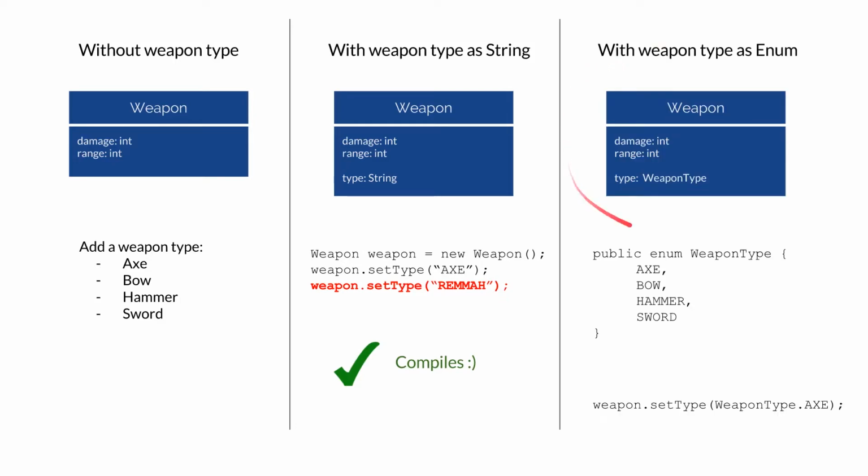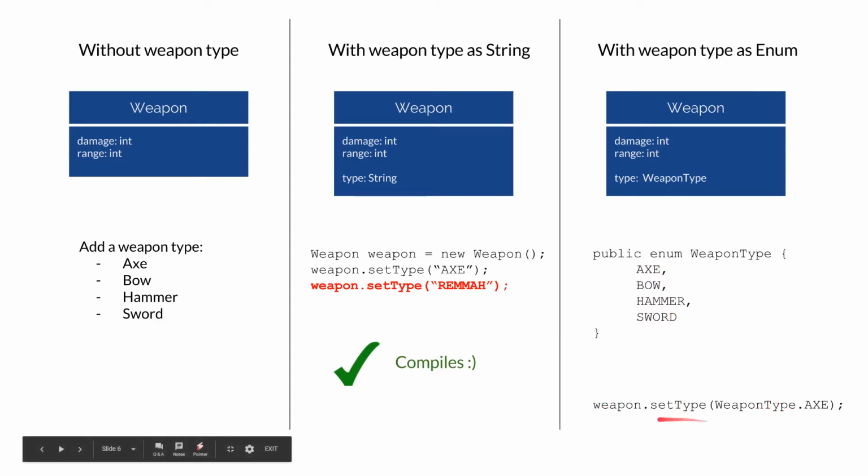The next iteration of our Weapon class is with the weapon type as an enum. So we have the same type field here, but instead of being a string, it's of the type WeaponType. And public enum WeaponType here is the code implementation of an enum called WeaponType with those 4 possible values: AXE, BOW, HAMMER, and SWORD. These are capitalized because it's convention to capitalize the options inside an enumeration in Java.